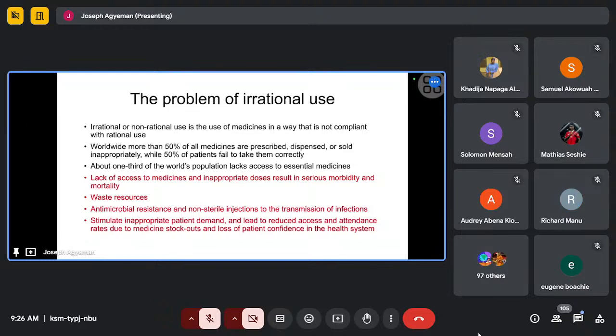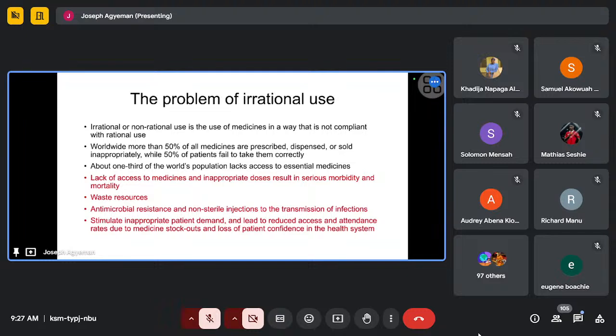Aside from this, an alarming thing is that almost 1/3 of the world's population also lack access to essential medicines. This is one of the problems that leads to irrational use of medicines. Because if you lack access to essential medicines, anything that you chance upon, you can use it anyhow. If a quack person comes in and brings you anything at all, since you are sick and you are not having access to the appropriate medication, you try and use it.